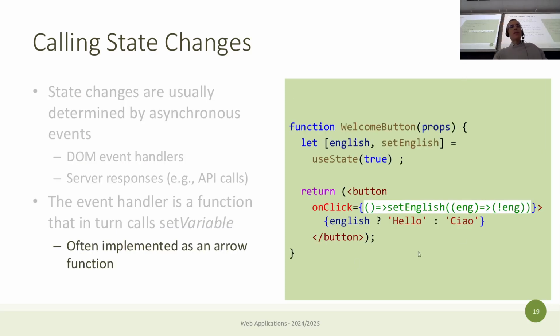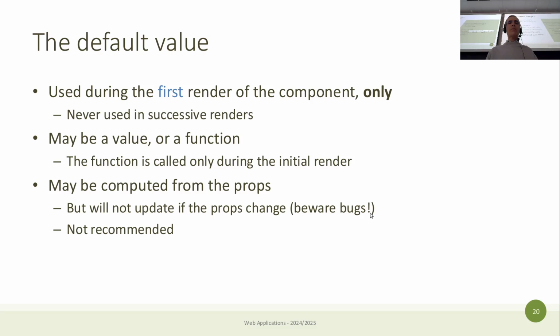Often it is implemented as an arrow function, of course, because state updates, especially when the state is simple, like a Boolean or a number, are really easy to implement. And sometimes you can even write it here. Just be careful: you cannot write set English directly, because this is an event handler, so it needs to have a parameter and the arrow. Otherwise you call the function immediately. You don't pass a function. The event handler takes a function as the value. Otherwise it executes immediately, and there's nothing to execute when the event happens.